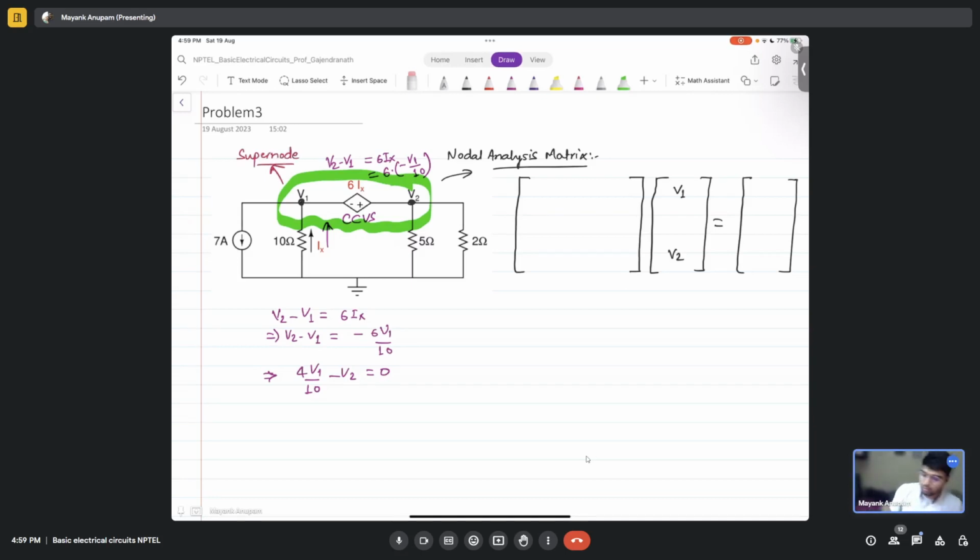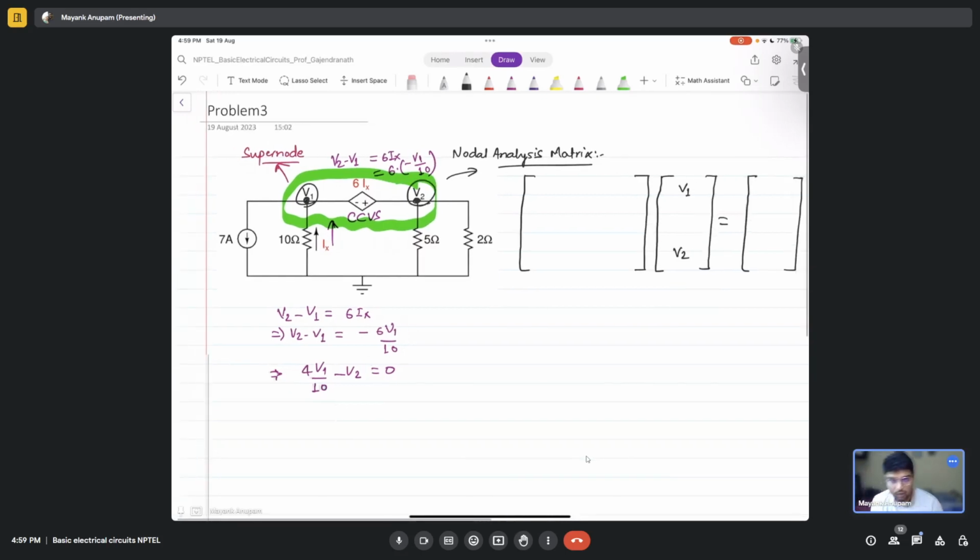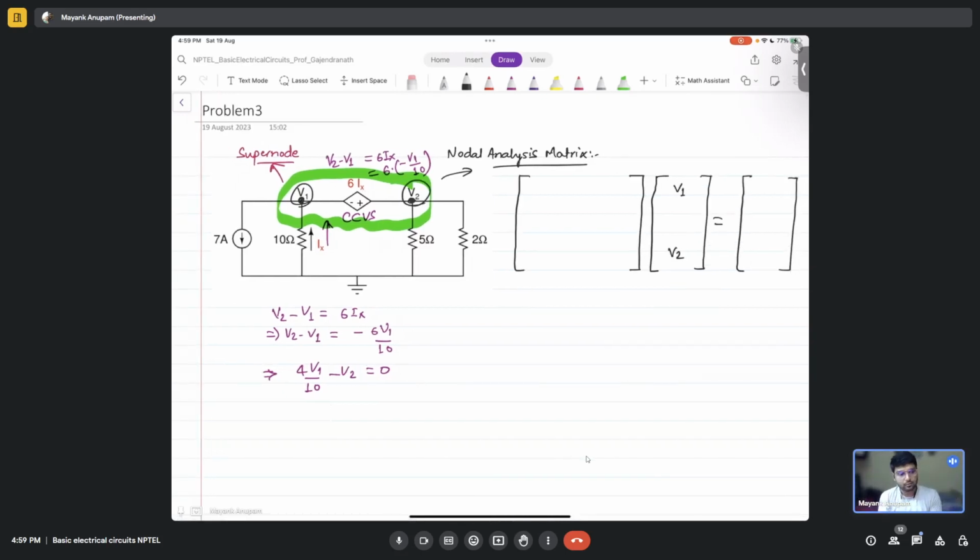What is meant by super node? You simply write the KCL equations corresponding to both the nodes in the same equation. You collapse the equations. You get one equation for this node, and one equation for this node, but you simply add them together. You collapse them into a single equation, and that is the equation that you need to write. That whole equation will become a single equation for a super node consisting of nodes V1 and V2, right? Fine.